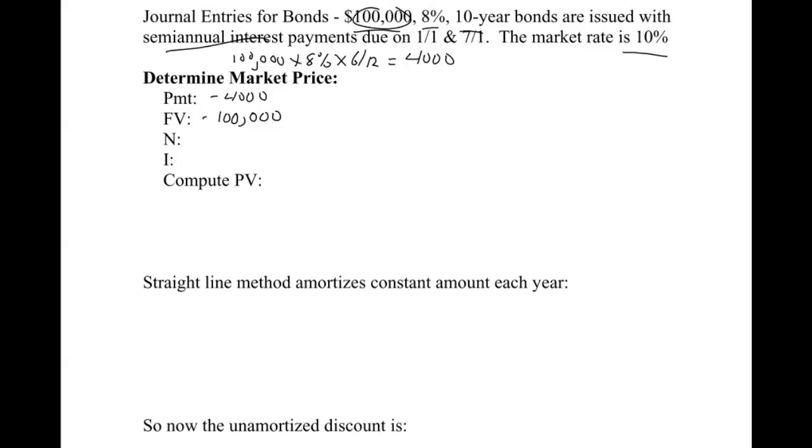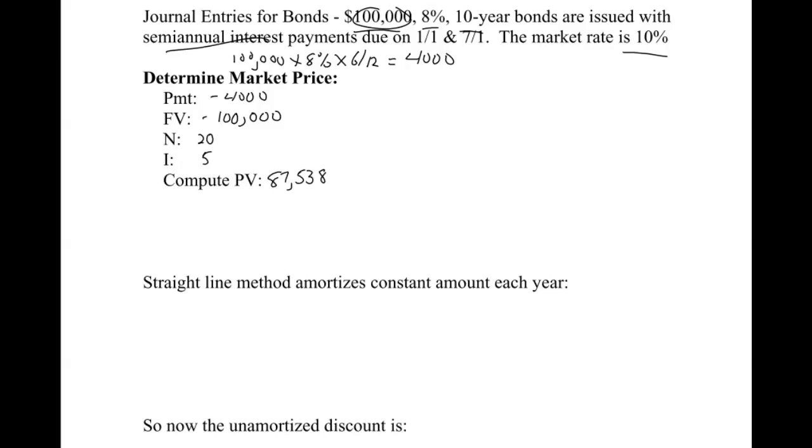N represents the number of periods. Make sure you understand that's not number of years. There are 10 years, but that means there are 20 six-month periods. And then the market rate is the market rate for the period. So the market rate is 10, which means the market rate every 6 months is 5. When you put all that into your calculator and hit compute and present value, it's going to kick this out.